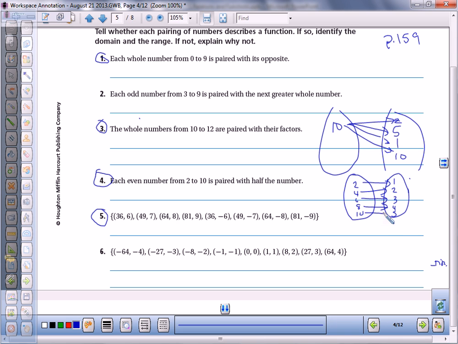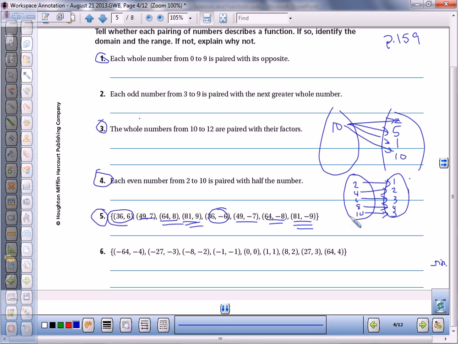No, we got a problem here. 36 is paired with 6, and 36 is paired with -6. We got a problem here. Okay, it was nothing but problems. Each element of the domain is paired with 2 elements of the range. Not a function. It can be at most 1. Any questions? Okay.